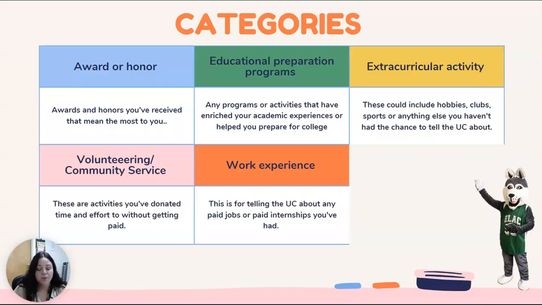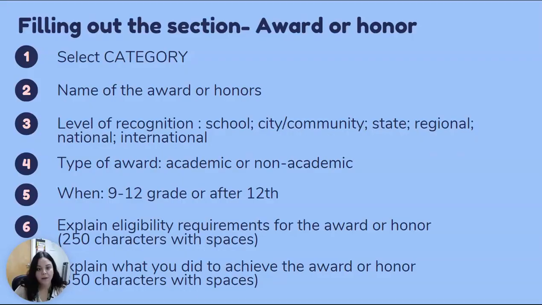So let's actually see what questions and what options there are for the activities and awards section. So these are the different categories. The first category is an award or an honor. The second category is educational preparation programs. The third category is extracurricular activities. The fourth category is volunteering and community service. And then the last category is work experience. And now we're going to look at each of these individually.